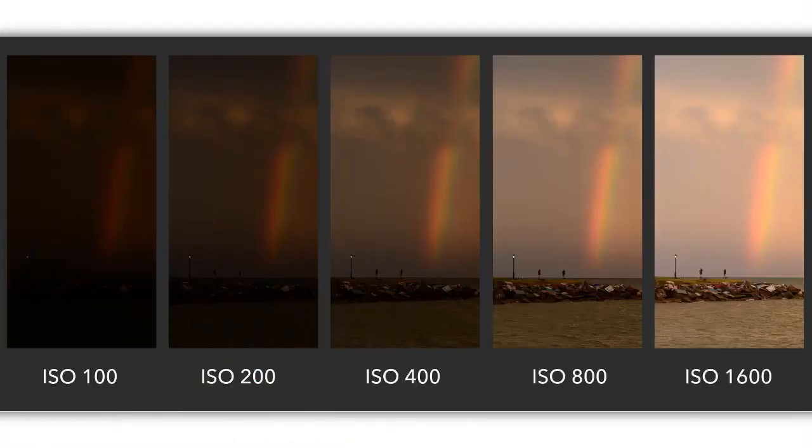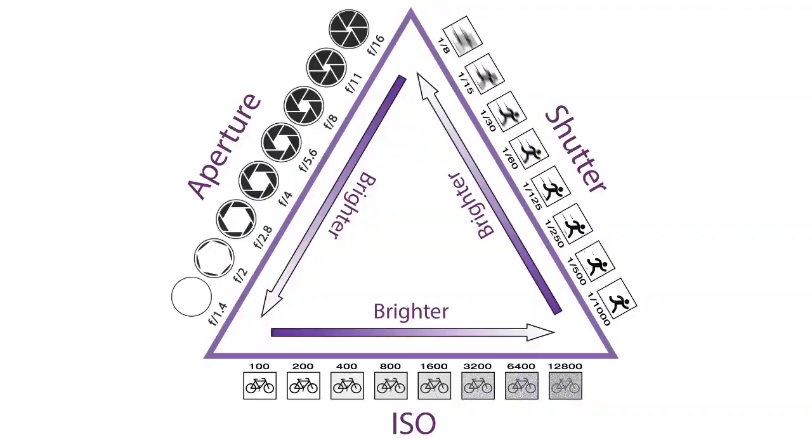In this series of photos of a rainbow, you can see how ISO changes the appearance of the photo. At a low ISO, the photo is very dark, and you can barely make out what is in the image. As the ISO gets higher, the image gets brighter and brighter, but there is some noise or distortion in the later photos. That concludes this video about the three pillars of photography.